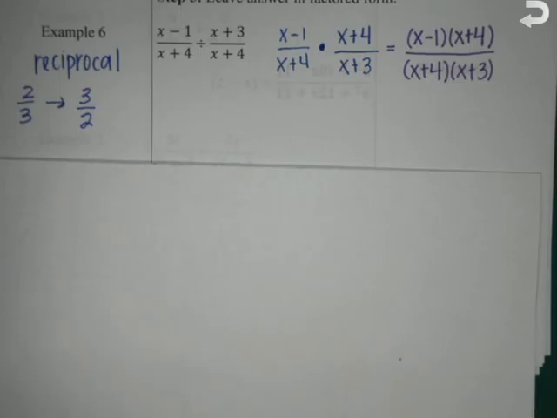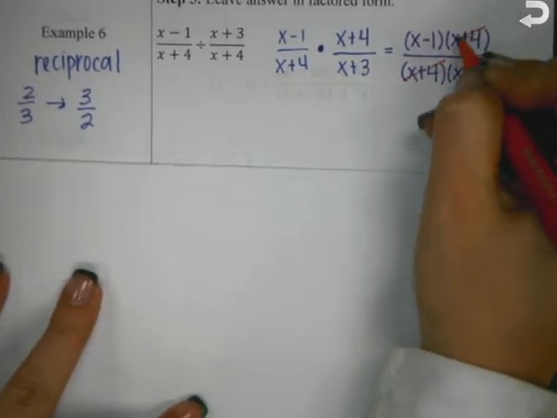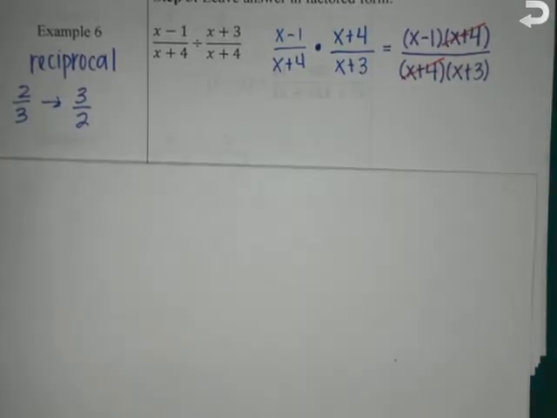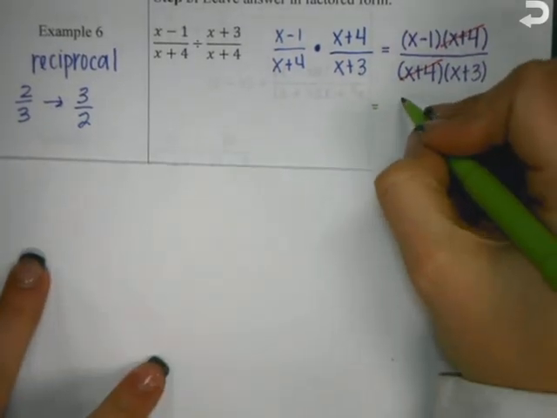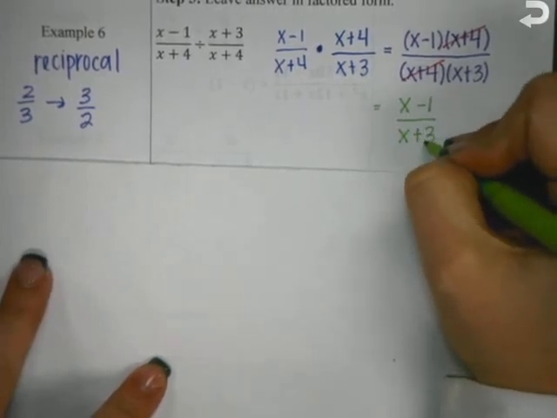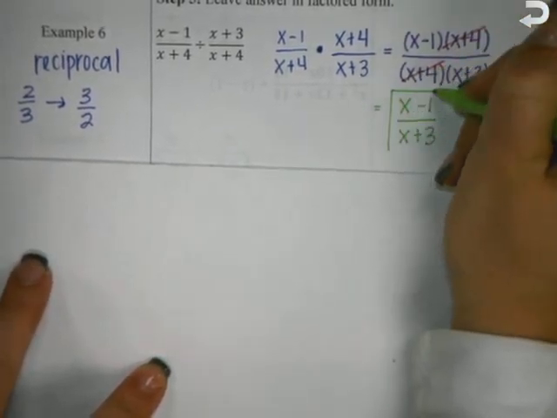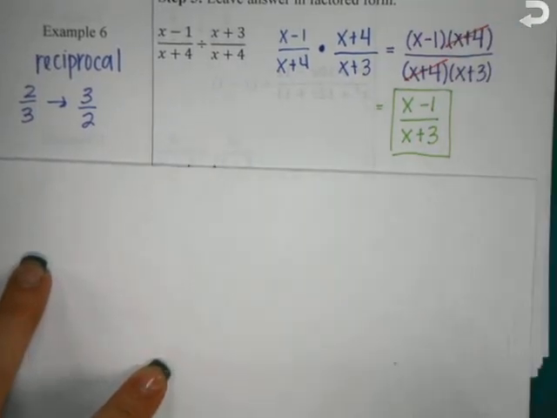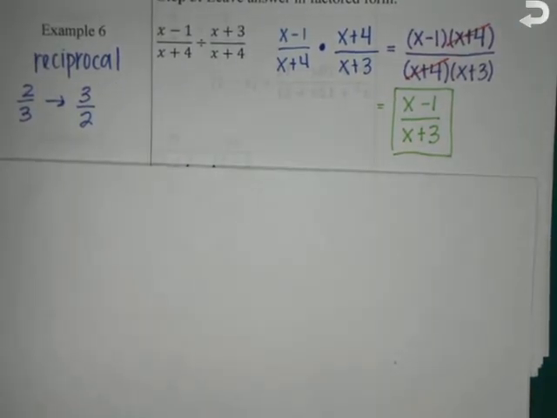Okay, do you see anything that we can cancel? Very good. X plus 4 and x plus 4. So what would my answer be? Oh, you guys are so awesome. X minus 1 over x plus 3. So division problems are exactly the same as multiplication after we flip it. Okay, there's just that one extra step in the beginning.